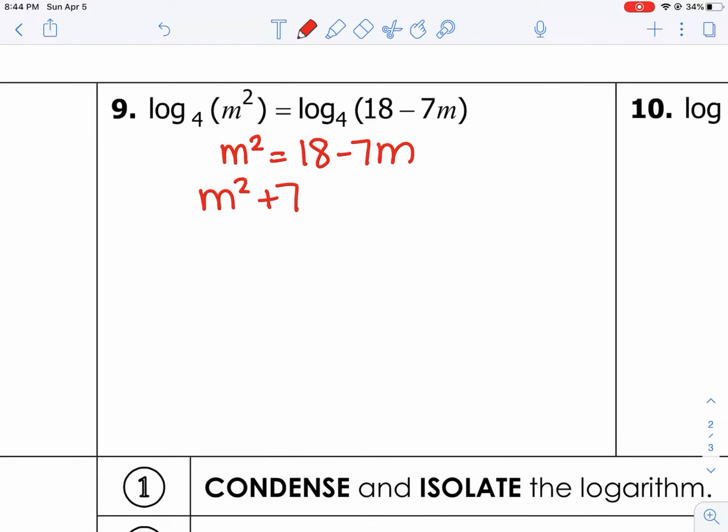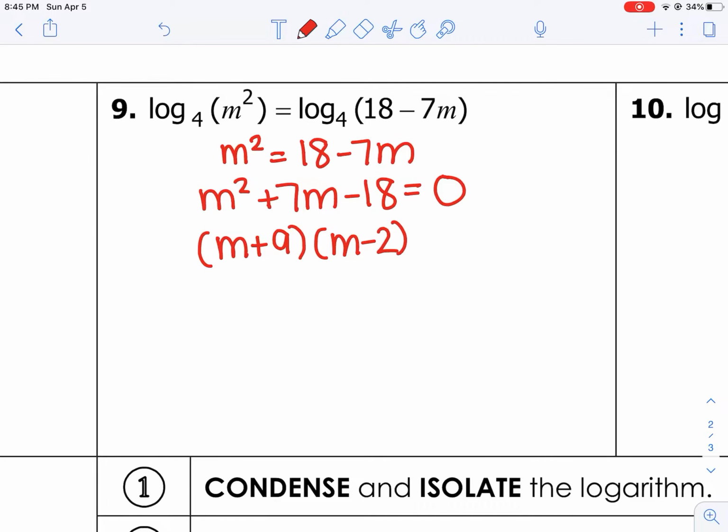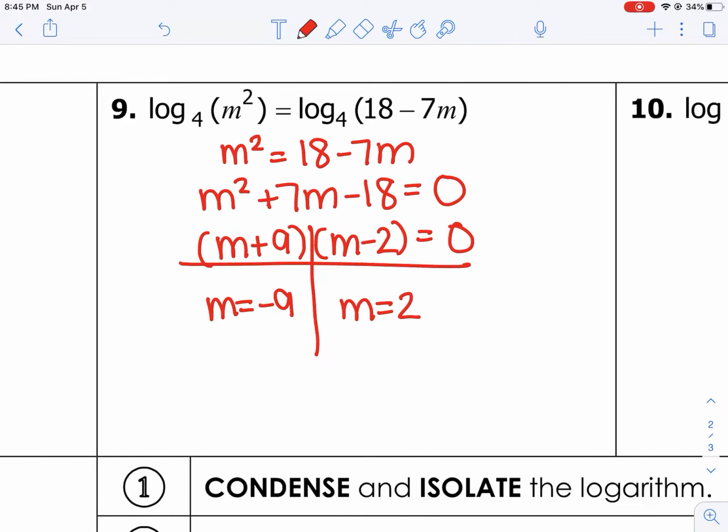And you're probably going to hate this part, but this is going to require me to factor. Good news is it's easy factoring. What are two numbers that multiply to be negative 18, but add to be 7? That would be 9 and 2. So I have m plus 9 and m minus 2 set equal to 0. So I need my two solutions here, which would be m equals negative 9 and m equals positive 2.